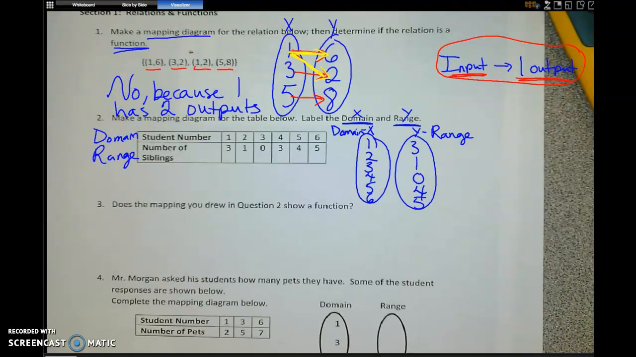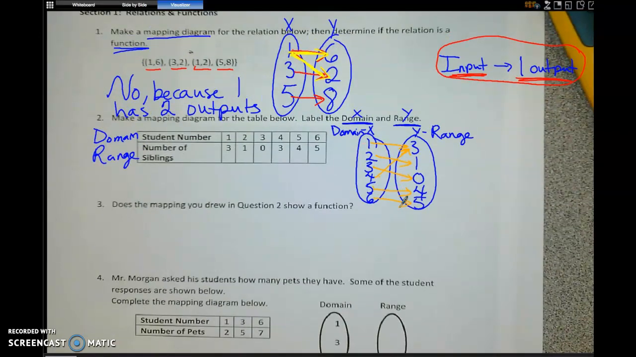If you put in a 1, that gives you a 3. If you put in a 2, that gives you a 1. If you put in a 3, that gives you 0. If you put in a 4, that gives you a 3. If you put in 5, that gives you a 4. If you put in a 6, that gives you a 5. So we look at this mapping diagram. Every single input only has one output.